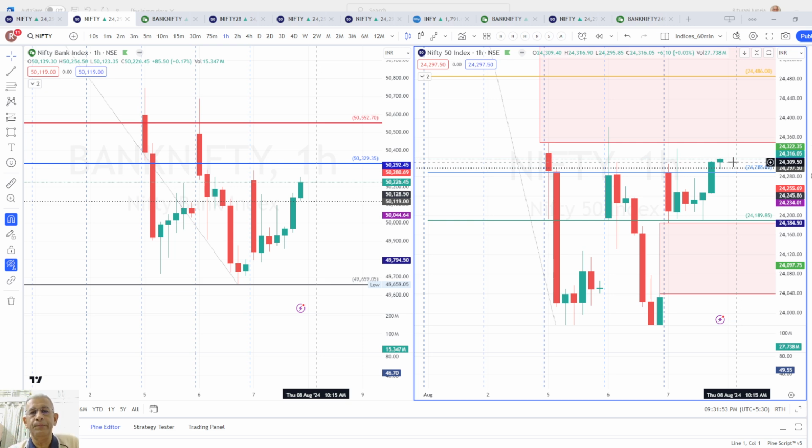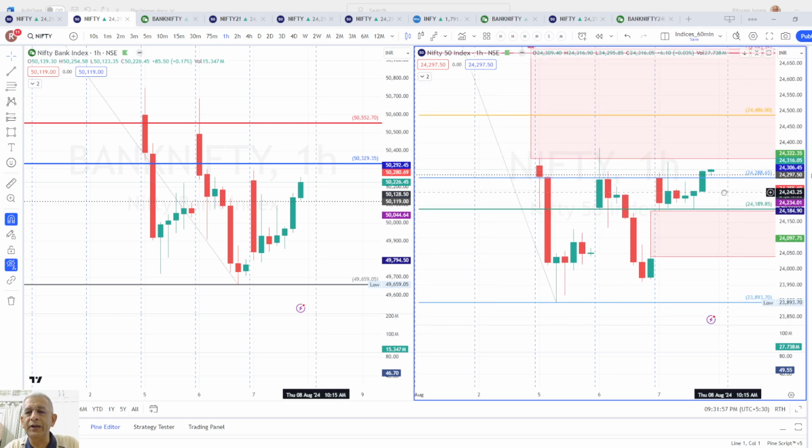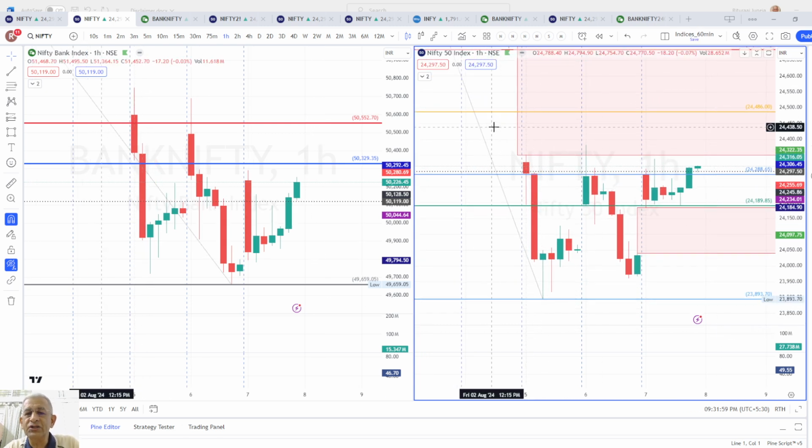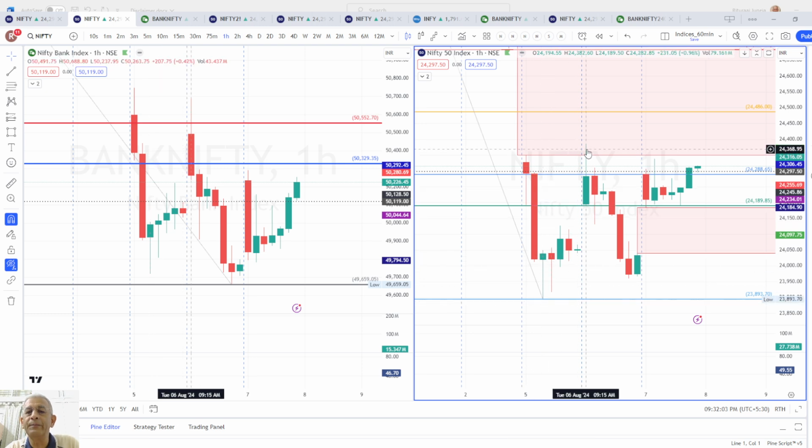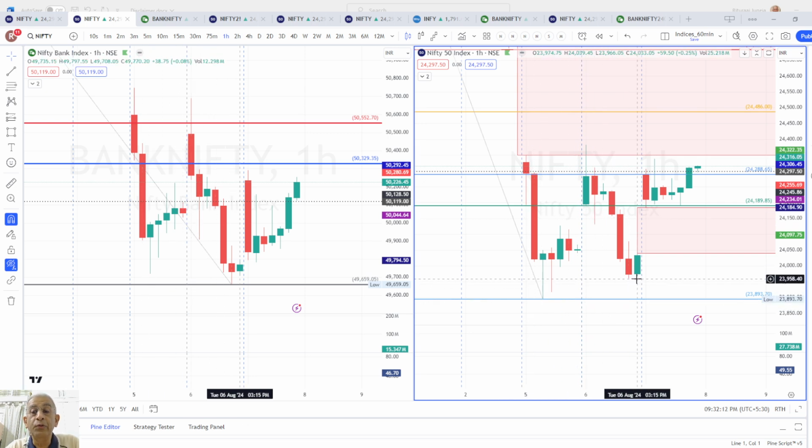What to do tomorrow? Whatever happened today has happened. Tomorrow, what is to be done? Look, as a swing, this was a low and this was again a hammer, and look what happened. This is another low. Now this low is higher than the previous low, which means bulls are wanting to come back. And hence, this is where they took the market.